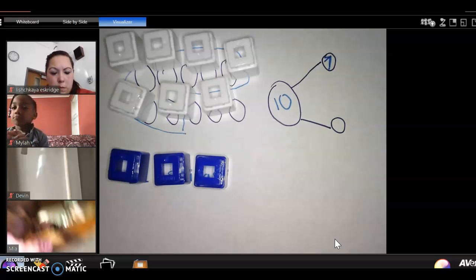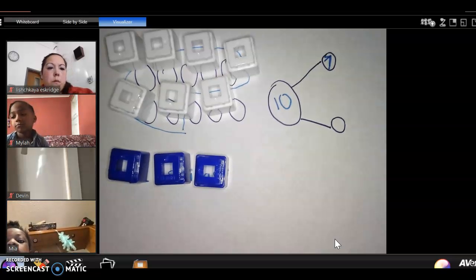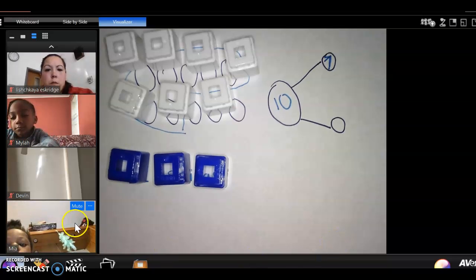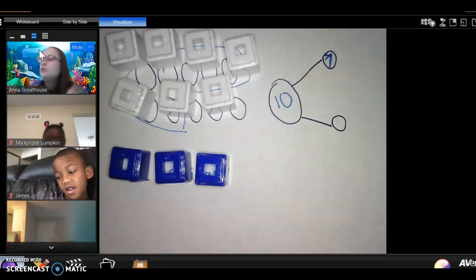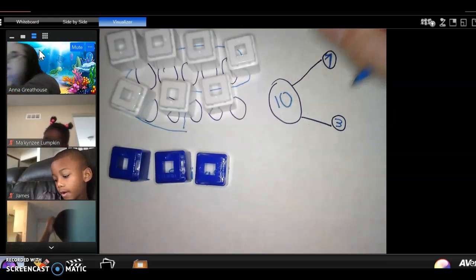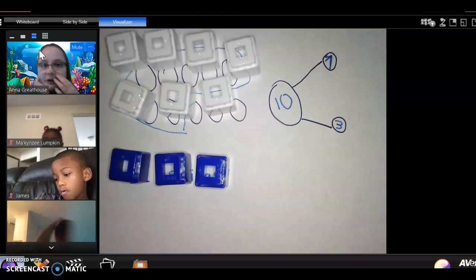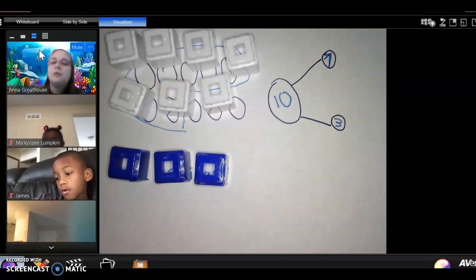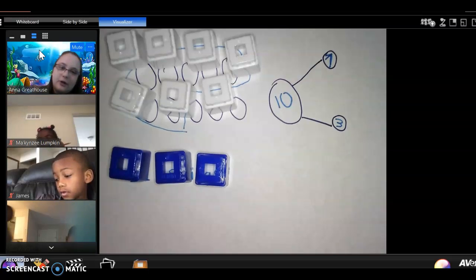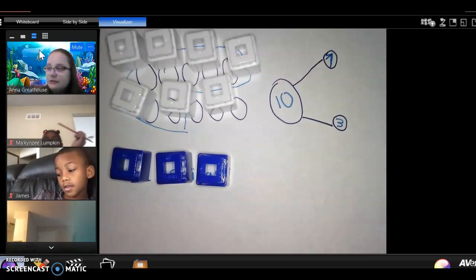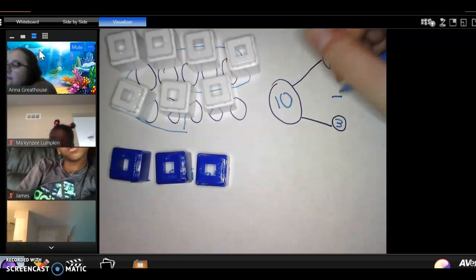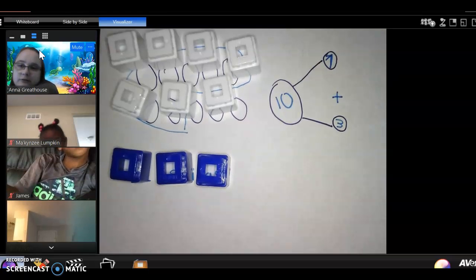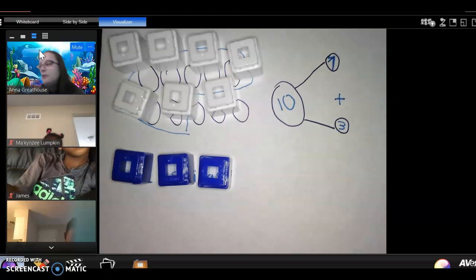Can you tell us the other part of our number? 3. Yes, our other part is 3. So we would write 3 in our number bond. So remember, when we use our number bond to write our number sentence, we add our 2 parts together.